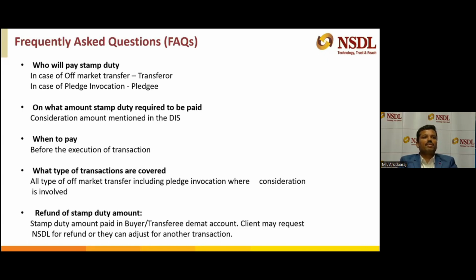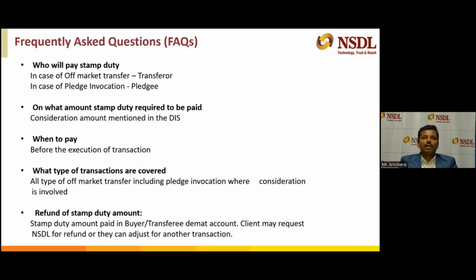What type of transactions are covered? All types of off-market transfers, including pledge invocations, where consideration is involved, are subject to payment of stamp duty. What is the procedure for refund of stamp duty amount? If the stamp duty amount is paid in the buyer or transferee account, then the client may request NSDL through the DP for a refund, or they can adjust it for other transactions.